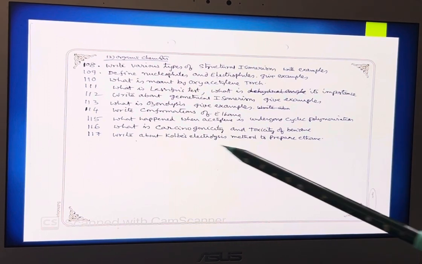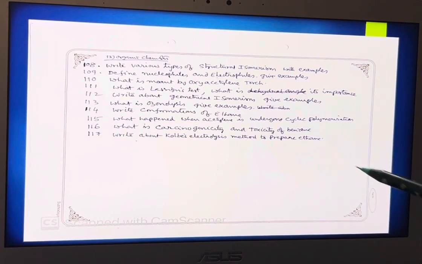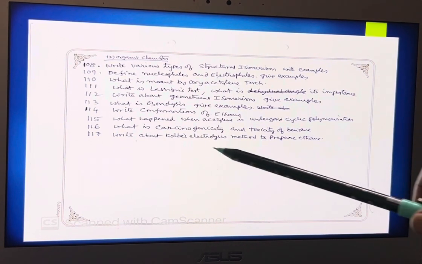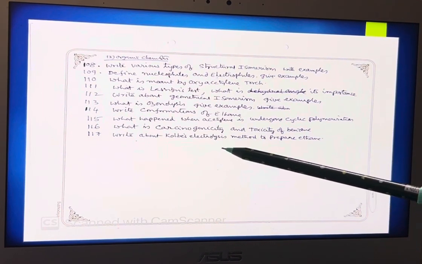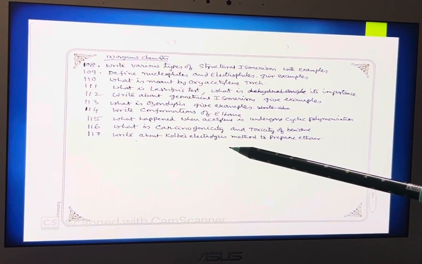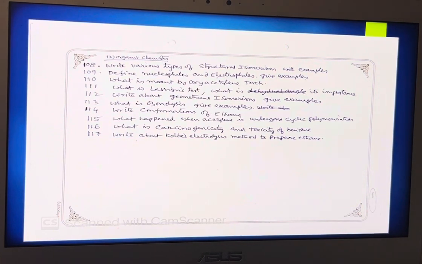Write about Kolbe electrolysis method to prepare ethane. Sodium acetate aqueous solution, on electrolysis, gives ethane at the anode. So, you have to write the equation also. So, these are the important 2 marks questions.